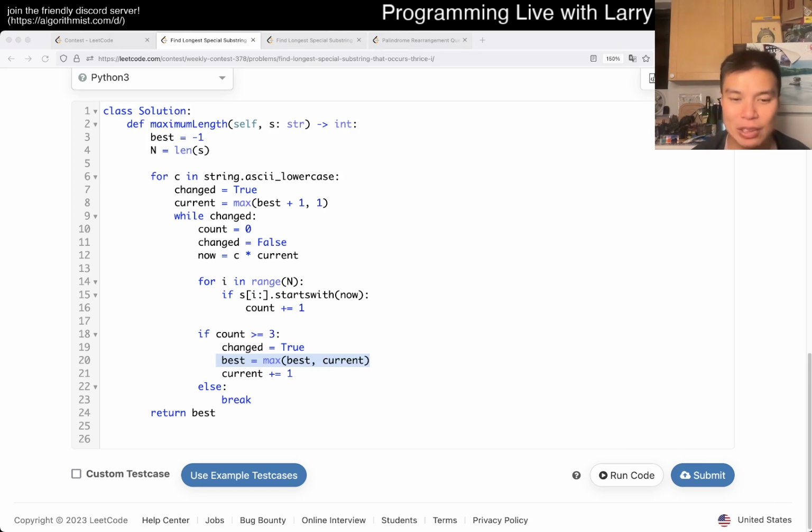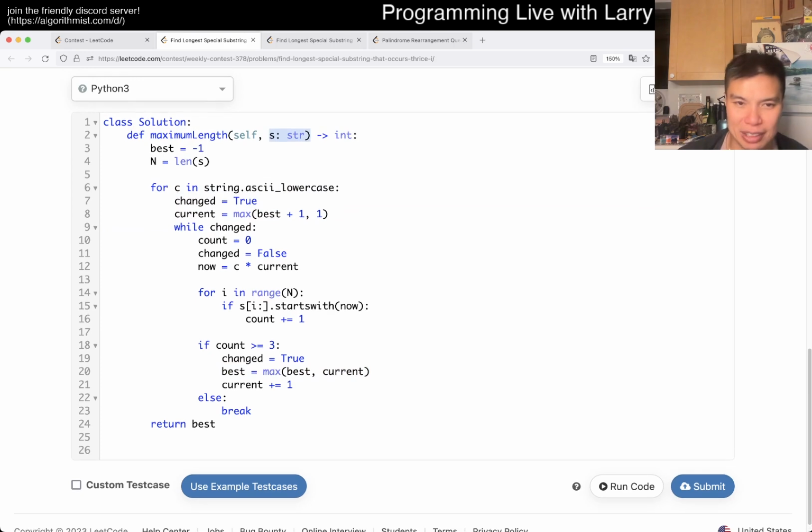But yeah, that's really the core of the idea. And then just kind of keep on going up until you run out. And of course, it'll always at some point run out, given that n is equal to 50. So your best answer can only go up to 50.